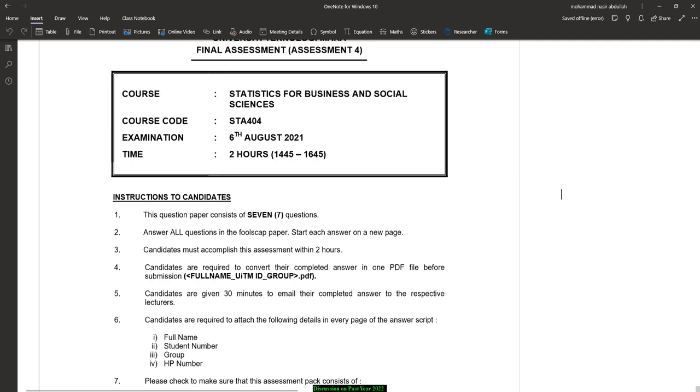So, I believe you already downloaded the past year question kan? I think dia baru upload this one yang terbaru punya. But yang terbaru ni agak susah sikit berbanding dengan final assessment yang lepas. Right. So this question paper consists of 7 questions. So you need to answer the questions in full scap paper.